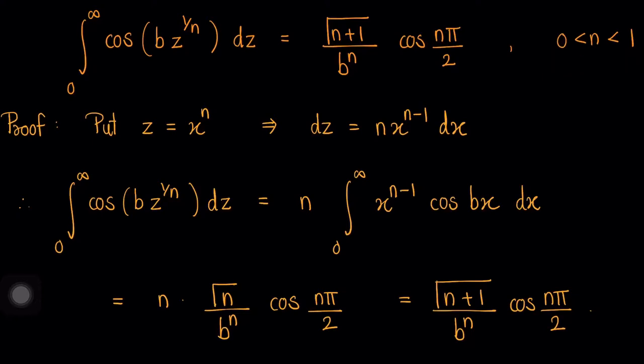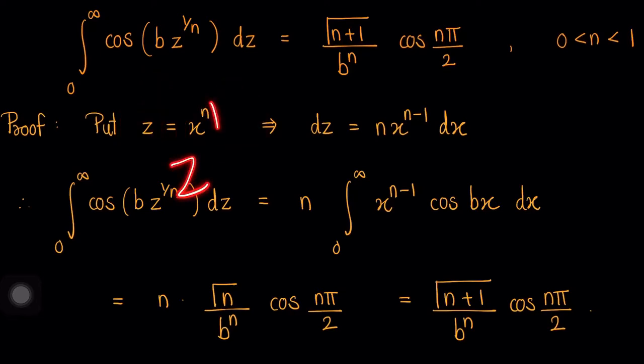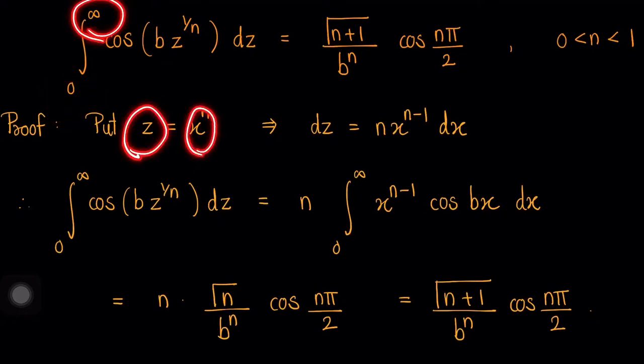Now if we put z equal to x raised to n, then dz is equal to the differentiation of x raised to n, that is n x raised to n minus 1 dx, and the value of z raised to 1 by n is equal to x raised to n raised to 1 by n. So this n gets cancelled, and the value of z raised to 1 by n is going to be x. Also if we check the limits, when z is 0, x is 0, and when z is infinity, then x is infinity.